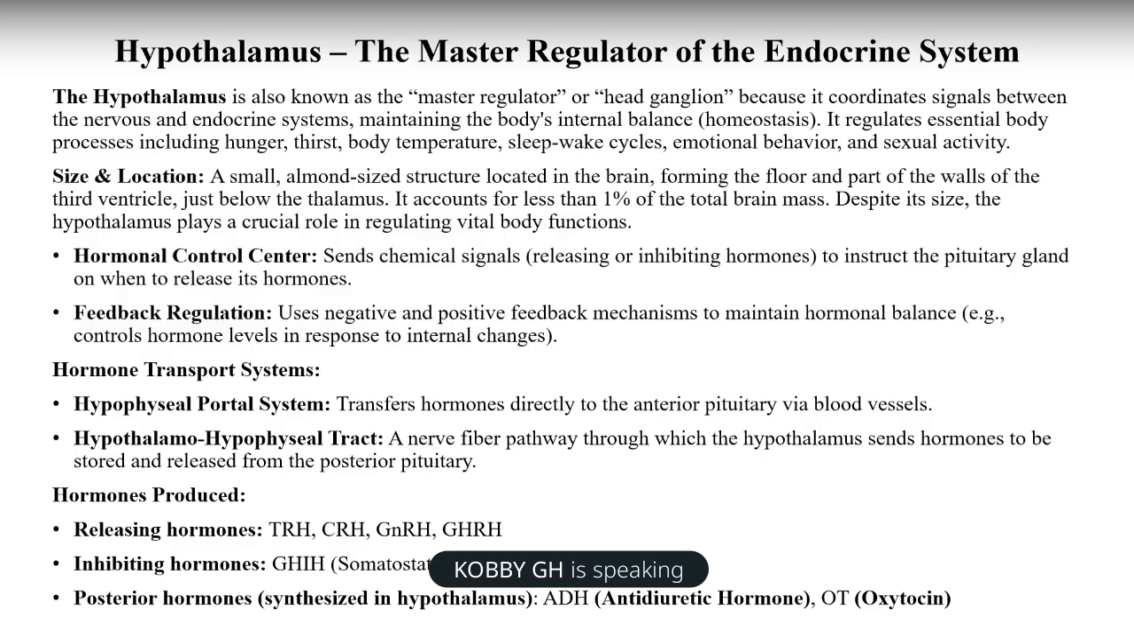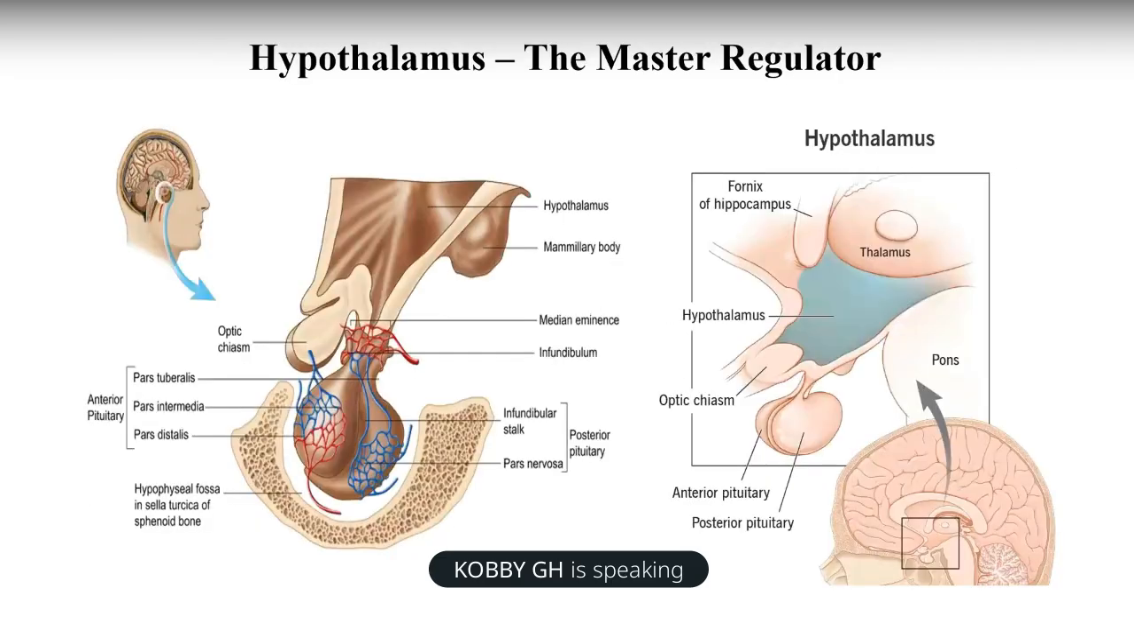Great. Now let's discuss this. Now the hypothalamus produces two types of hormones. Listen carefully. This point is very important to me.